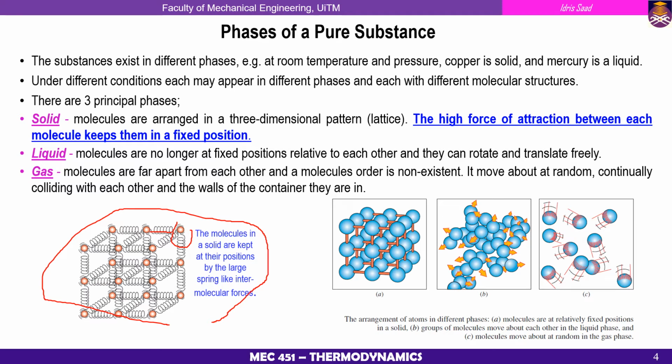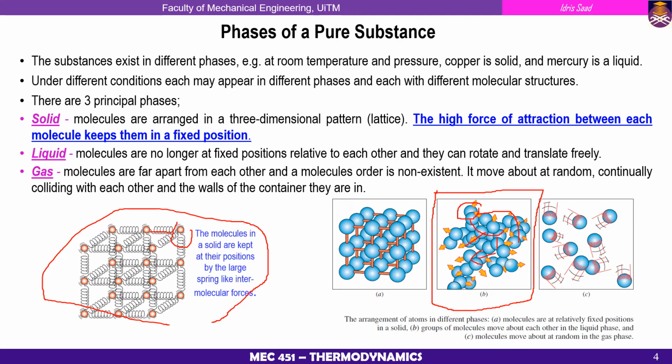In the case of the liquid phase, the molecules of the substance are no longer at a fixed position relative to each other, and they can rotate and translate freely, as shown in this figure. This figure illustrates the molecular structure of a liquid. As you can see, the molecules can move from one position to another freely. However, they are still attached to each other.